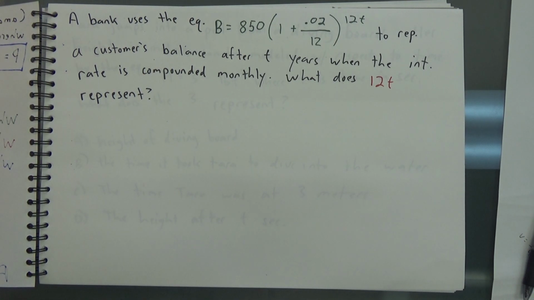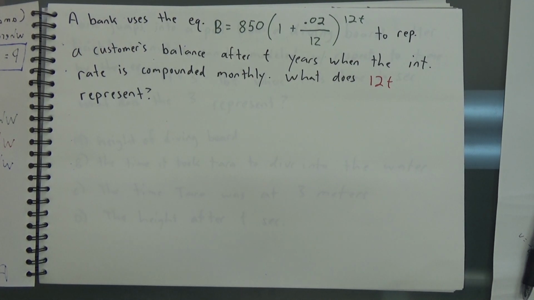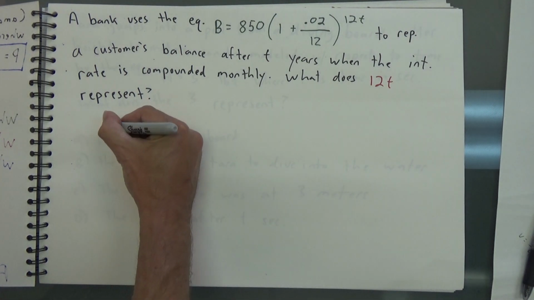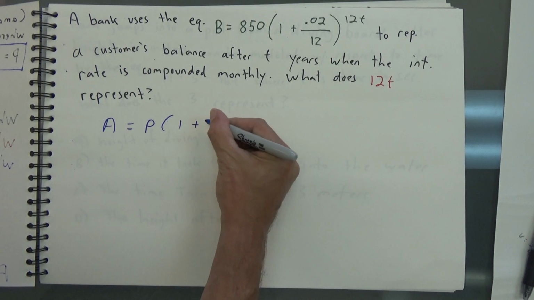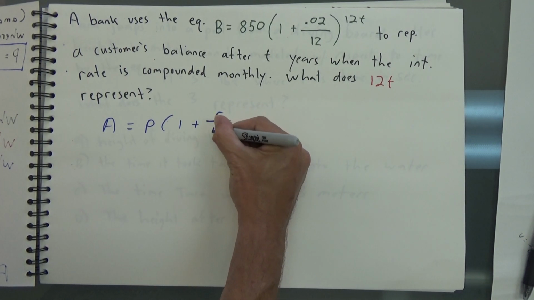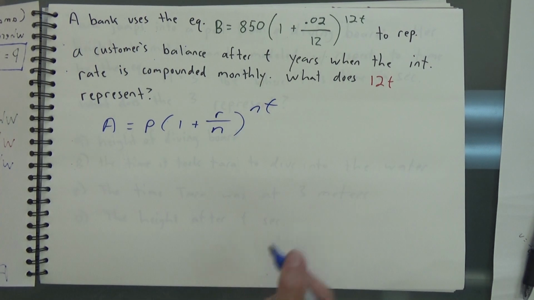A bank uses the equation B equals 850 times the quantity 1 plus 0.02 divided by 12, all raised to the 12t power, to represent a customer's balance after t years when the interest rate is compounded monthly. What does 12t represent? Well, this is A equals P times 1 plus r over n, all to the nt, the compound interest formula.